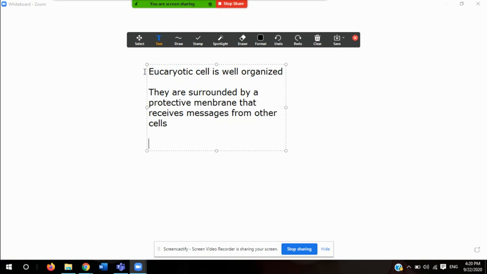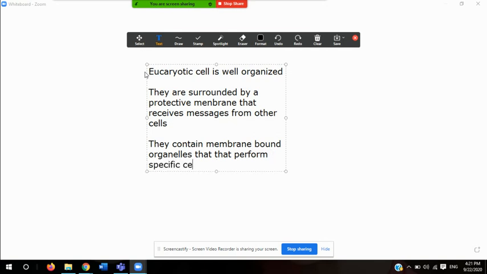And also, they contain membrane bound organelles that perform specific cellular processes. Okay. So one is that eukaryotic cells are really organized.